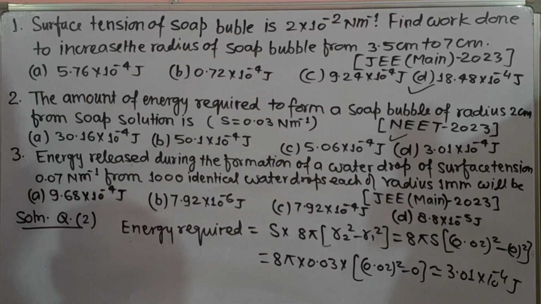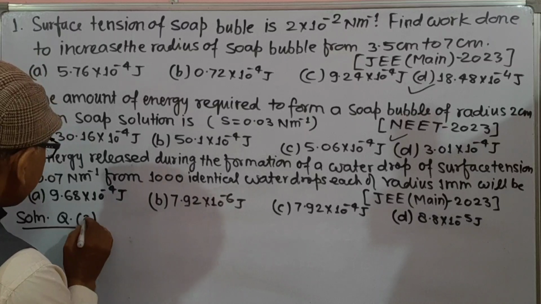Next question 3. The question is energy released during the formation of a water drop of surface tension 0.07 Newton per meter from 1000 identical water drops, each of radius 1 millimeter. These are the options. Solution to question 3.